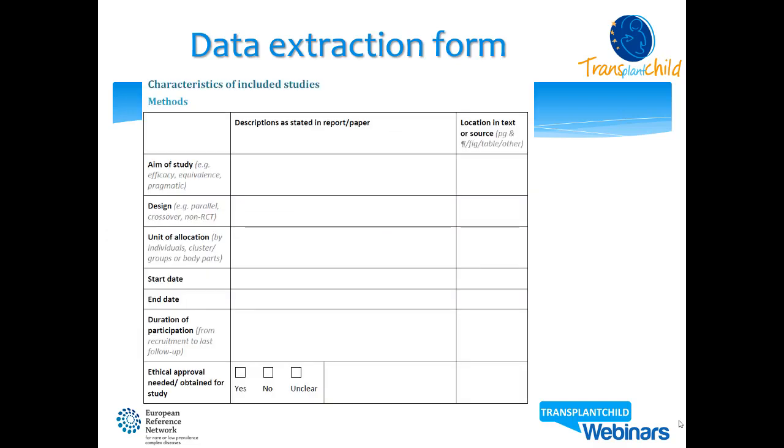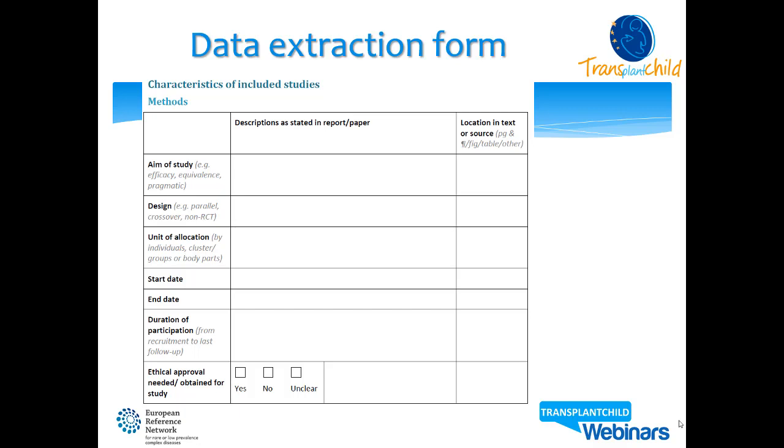So the next one is the methods. We start with the characteristics of the included studies, and here we need to give some information about the methods used in the paper we are extracting data from. The first one is the aim of the study. Usually the aim of the study is at the end of the introduction, so it's easy to find something like, the aim of the study is, or the objective of the study is. And then you can copy and paste.